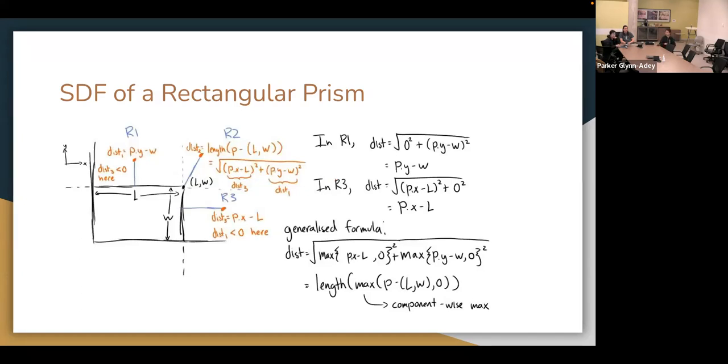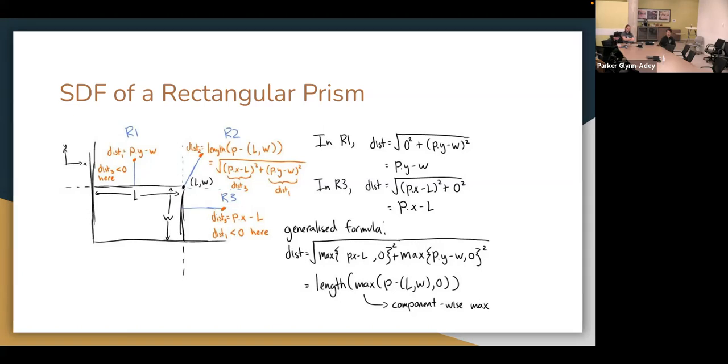Okay, so now let's analyze the three cases for our SDF. Let's name them R1, R2, and R3. For R1, your point is above your rectangle. For R2, your point is on the corner of the rectangle. And for R3, your point is on the right of the rectangle.